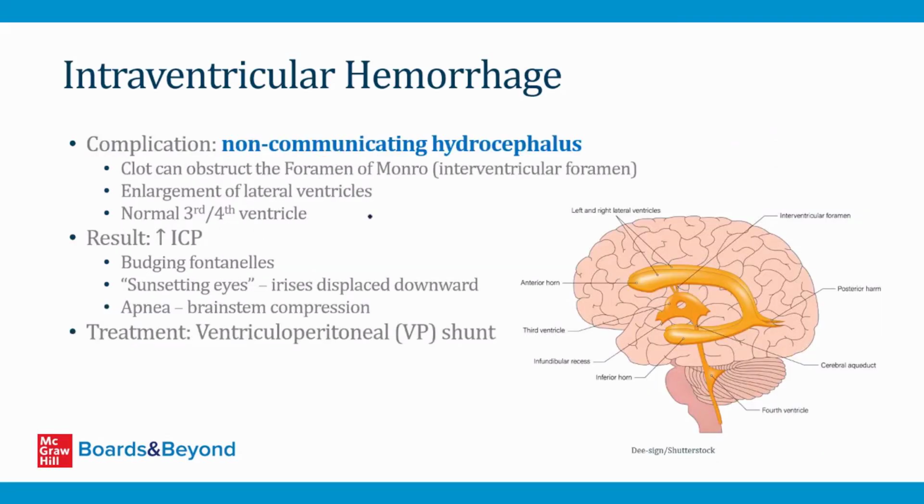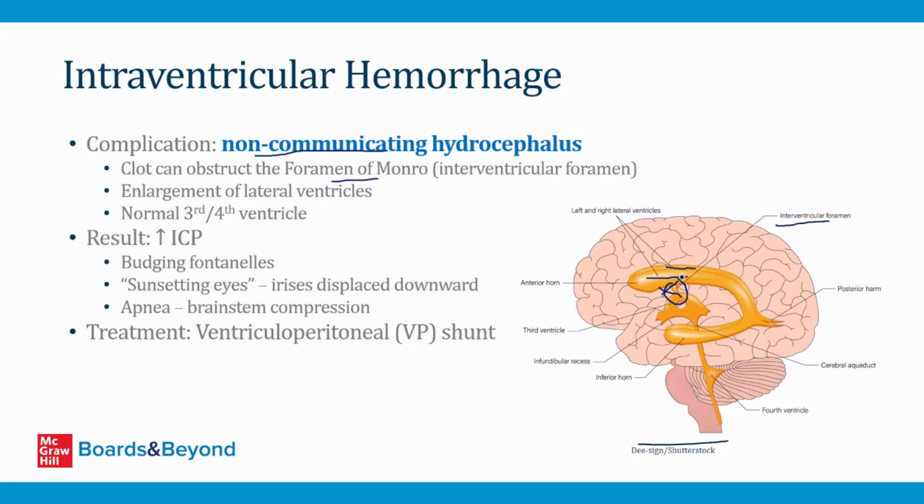One of the complications of this type of bleeding in a premature baby is non-communicating hydrocephalus. So let's take a look at this drawing on the slide here. These are the lateral ventricles where blood is going to enter in a baby who has intraventricular hemorrhage. Those ventricles drain into this small area here called the interventricular foramen, also known as the foramen of Monro, and it can get filled with blood cells and clot and become obstructed. And when that happens, that is a form of non-communicating hydrocephalus, which I talk about in detail in other videos.